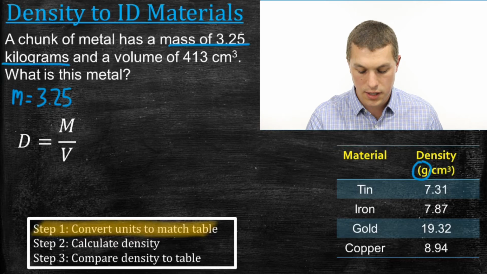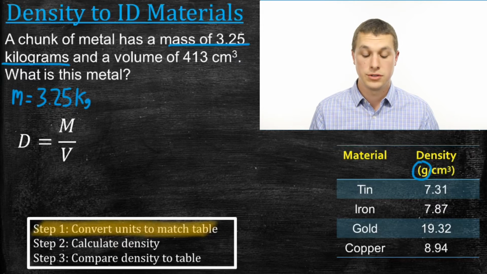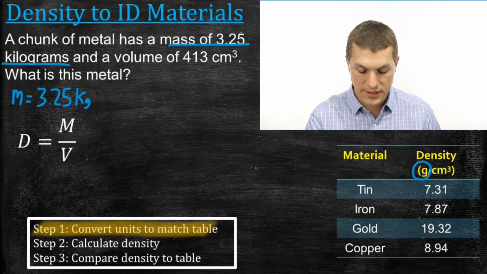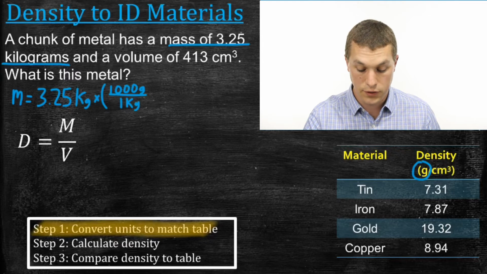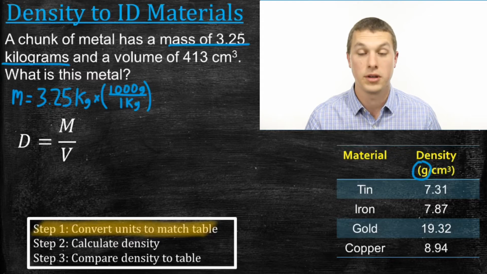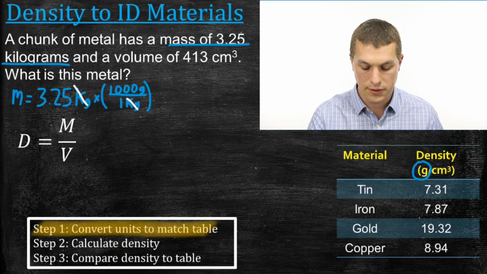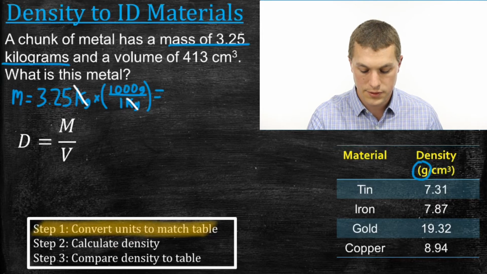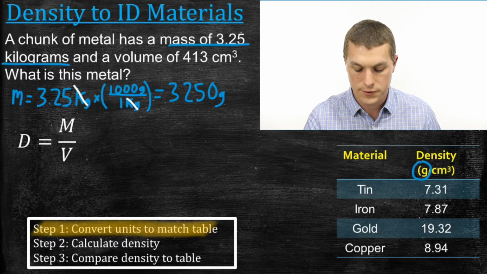And this is another conversion that's nice to always have in the back of your mind. There's 1,000 grams in a kilogram. And so that basically means that I can multiply this by 1,000 grams and divide by 1 kilogram. That's just a conversion factor to go from kilograms to grams. And notice now our kilograms cancel out and we're just going to be left with grams. How many grams? 3,250 grams of whatever metal this is.